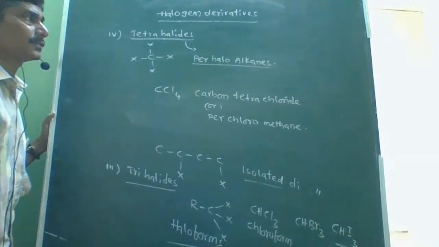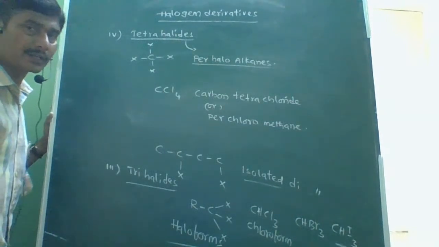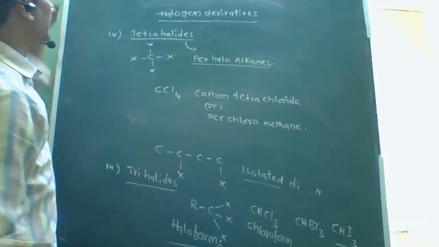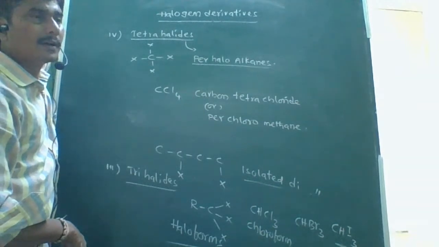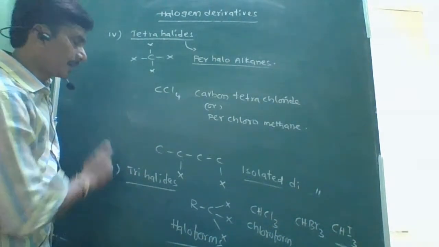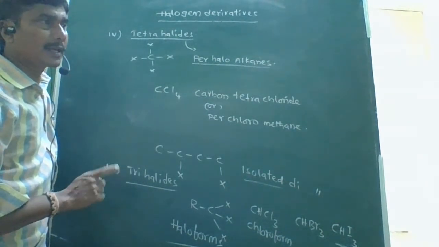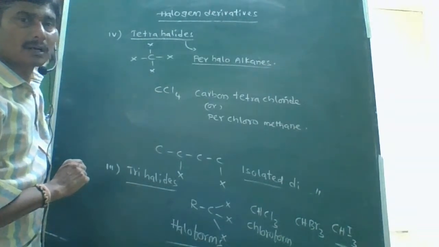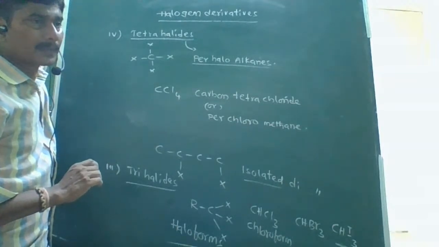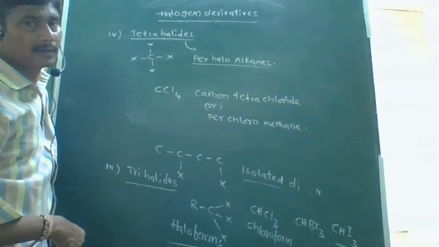That is the classification of the halogen derivatives, haloalkanes: monohalogen derivatives, dihalogen derivatives, trihalogen, and tetrahalogen. This classification is based on the number of hydrogen atoms replaced from the hydrocarbon by halogens. Mono, di, tri, and tetra. Among these, mono is further divided into two types, depending on the attachment of the halogen to an sp3 carbon or an sp2 carbon. Based on this classification also, at the MCET level, they may ask questions.